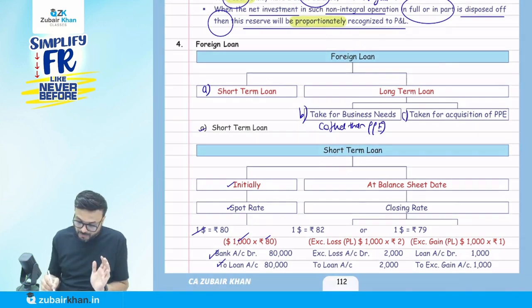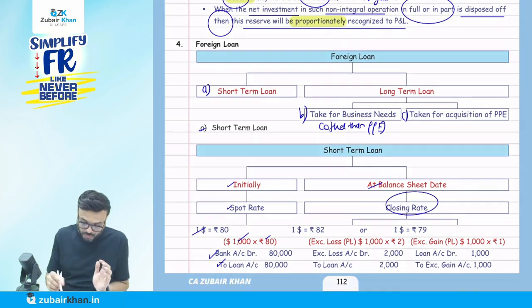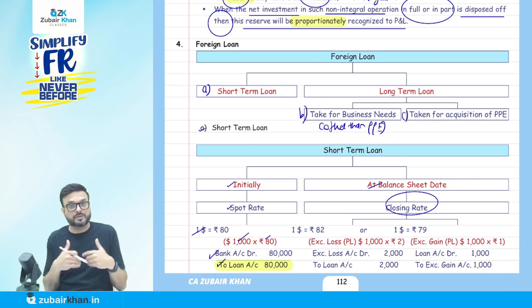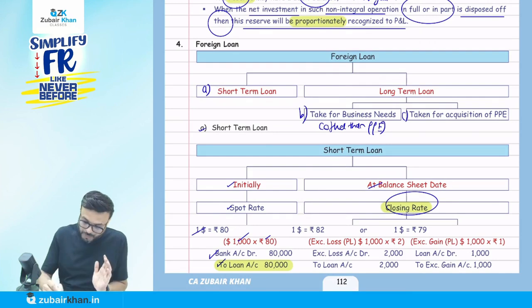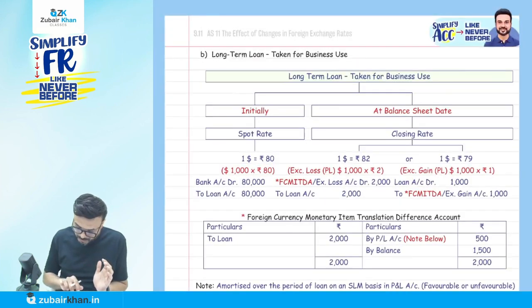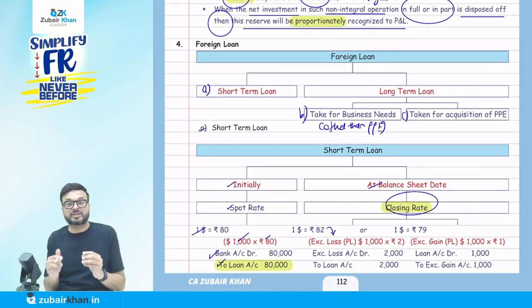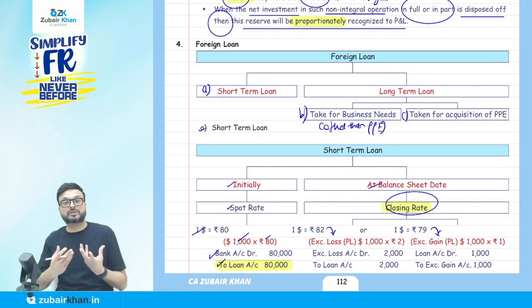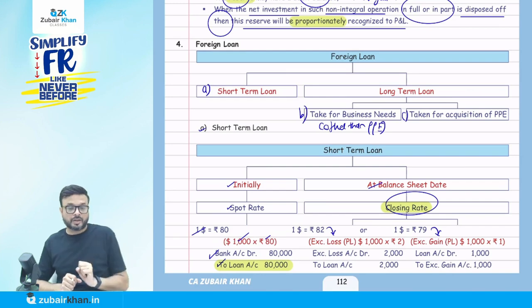Initially, and on the balance sheet, we have to record the loan. Why? Because a loan is a monetary item. We know how much we are liable to pay, so we have to use the closing rate on the balance sheet date. Now, two situations on the balance sheet date. Suppose the exchange rate is 82. Now, for $1 of loan, I'm not liable to pay 80. How much am I liable to pay? 82.